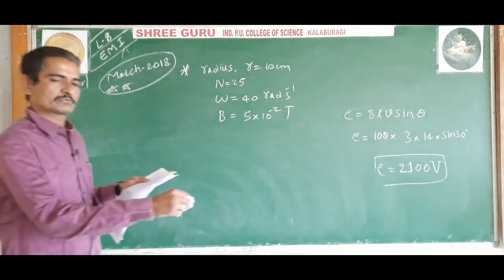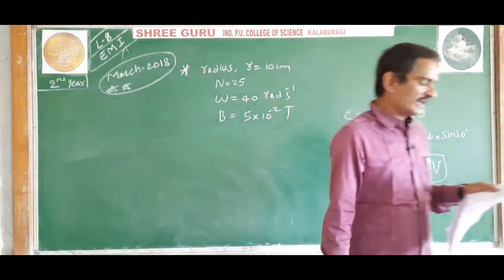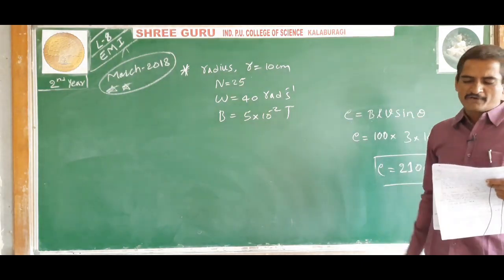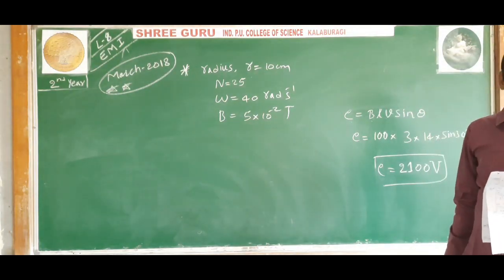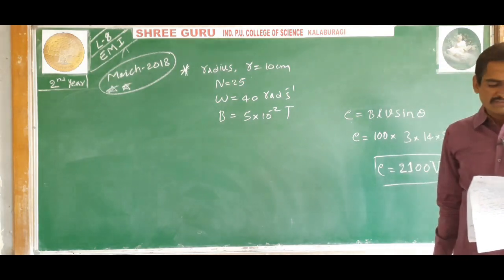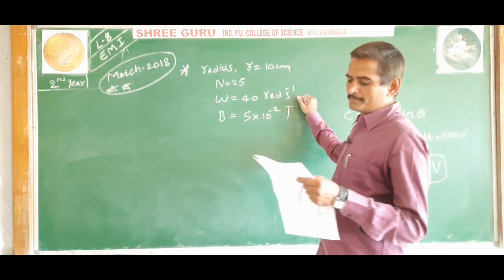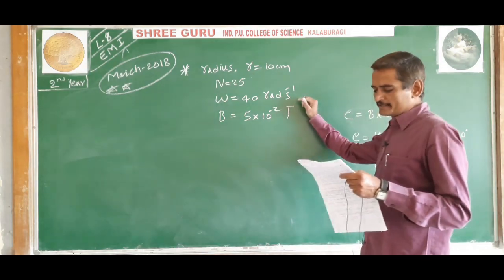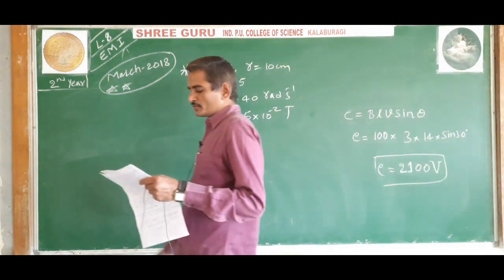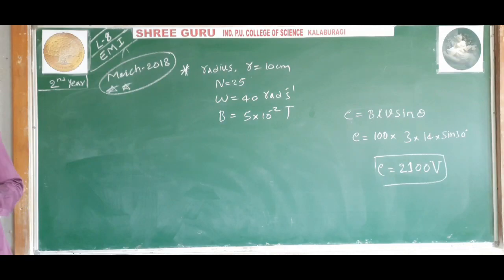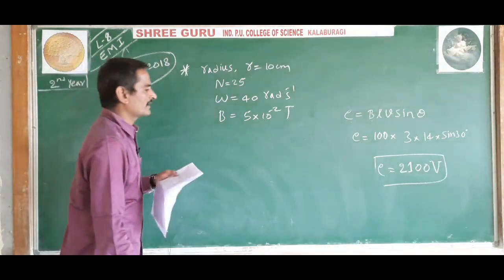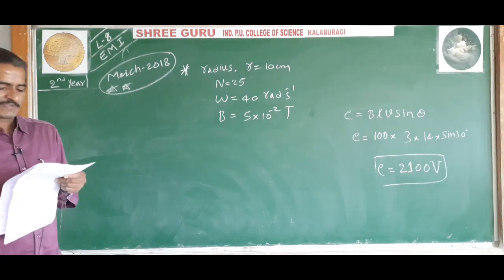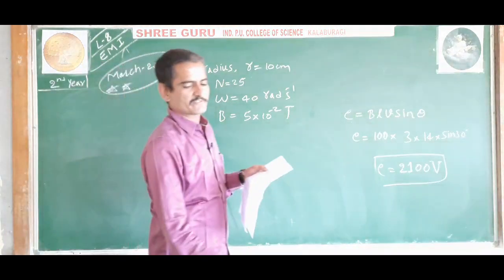Once again I will read the sentence from the beginning. A circular coil of radius 10 centimeter and 25 turns is rotated about its vertical diameter with an angular speed of 40 radian per second, in a uniform horizontal magnetic field of magnitude 5 into 10 to the power minus 2 Tesla. Calculate the EMF induced in the coil.